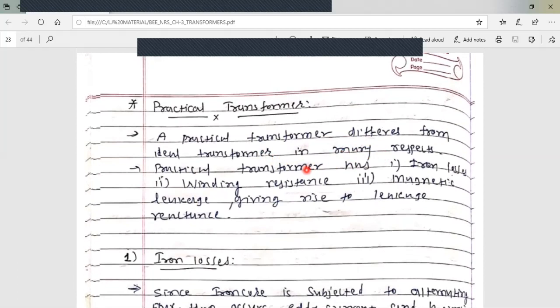But a practical transformer has all of this. It has iron losses, it has winding resistance, and it has magnetic leakage, or leakage flux or leakage reactance occurs in the practical transformer.